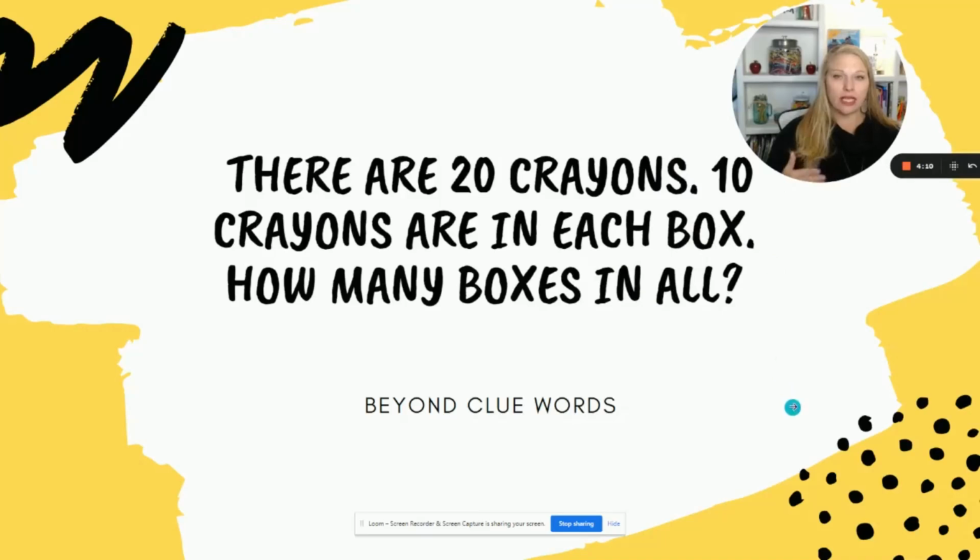So you can see there are 20 crayons, 10 crayons are in each box. How many boxes are in all? Now read that again. There are 20 crayons, 10 crayons are in each box. How many boxes are in all? So now my keywords are how many and then in all. That makes me think I'm adding. Those are the keywords, 20 plus 10. But as you read, you realize, wait a minute, this is a division problem. This is not an addition problem.